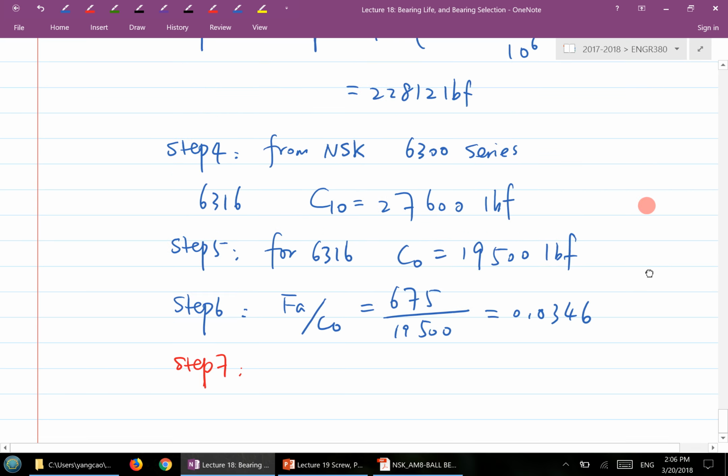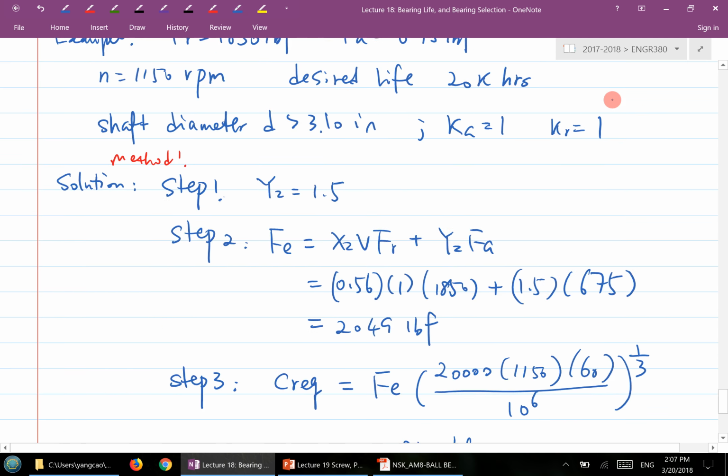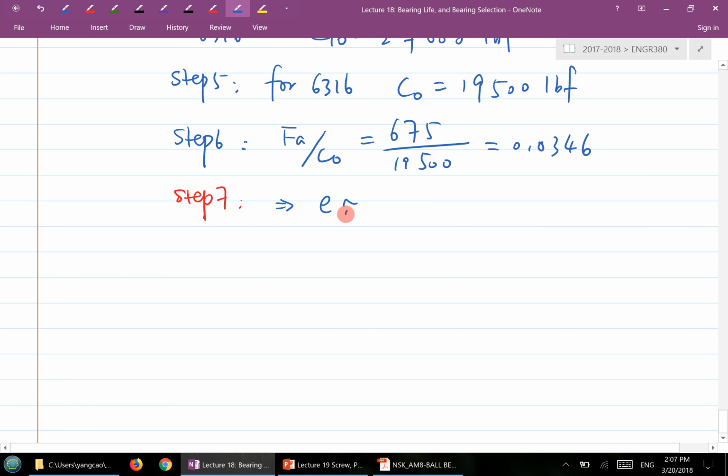Now let's see the next step, step 7. If you go to step 7, you go back to Table 11-1. What do we get for the ratio? We got a ratio for Fa over C naught of 0.0346, which is a value between 0.042 and 0.056. Somewhere between this, right? And for the e value, the next value is 0.22, and the next is 0.424. So you don't really need to do any linear interpolation. You could just say, okay, e is approximately 0.23. That's the e value based on the selected bearing here.